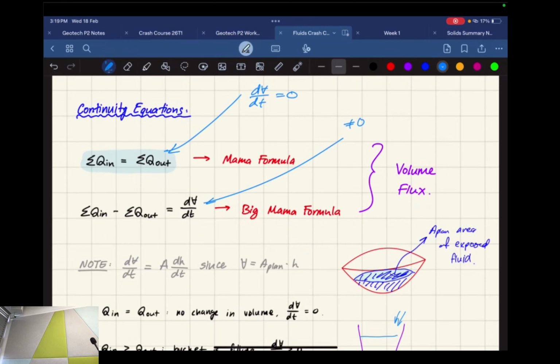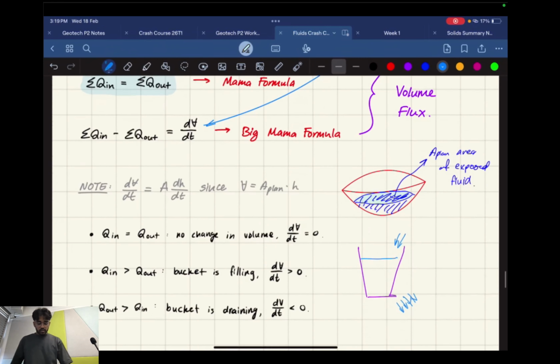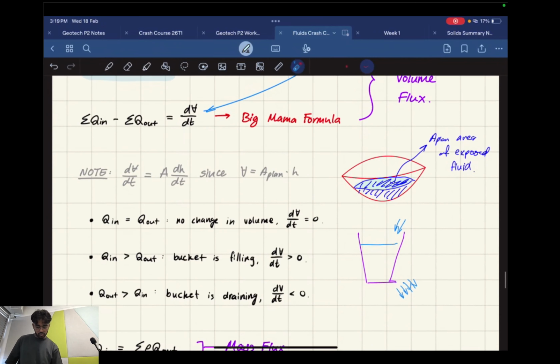Let's say the amount of water flowing in is more than the amount flowing out. It's going to start filling up, so it's going to increase. Similarly, if this was bigger than this, it's going to start draining. Good, it's going to reduce. So here it is: draining, filling, volume. And if it's equal, as I said earlier, there's no change in volume.